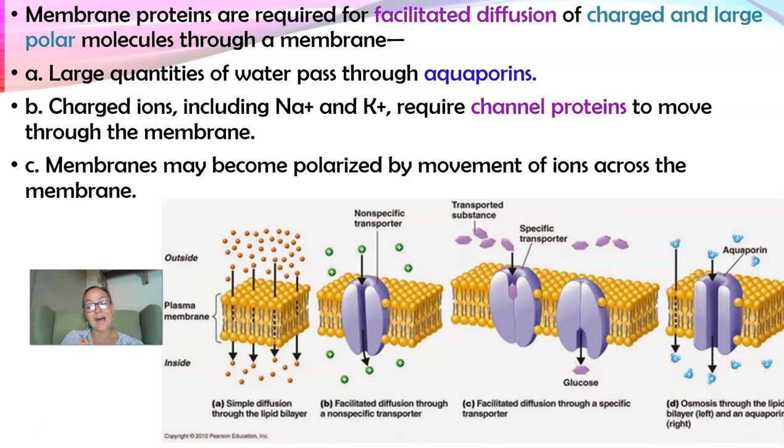So we have different kinds of facilitated diffusion. You could have a carrier protein, which helps move or carry across specific molecules, like you would find in the case of glucose. You could have a channel protein or an aquaporin, but they basically all allow for the movement of polar or charged molecules to cross the membrane, whether it's in or out of a cell.